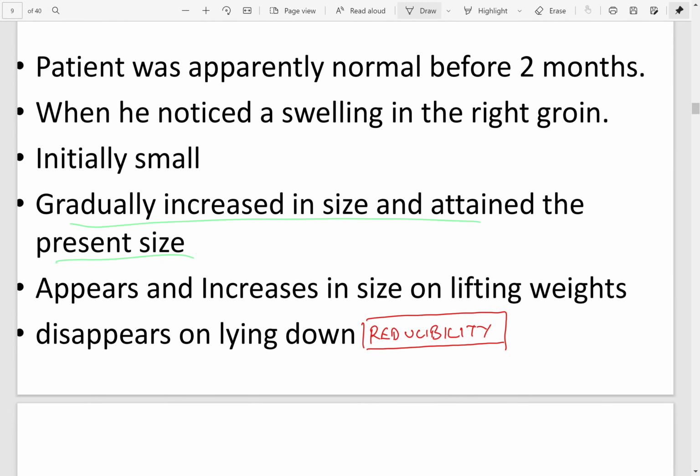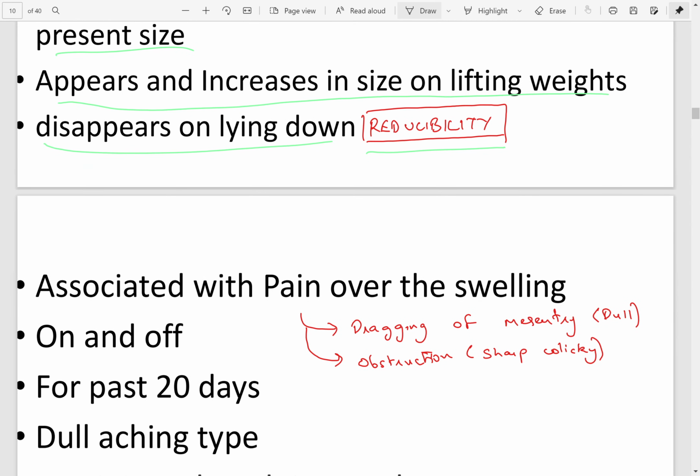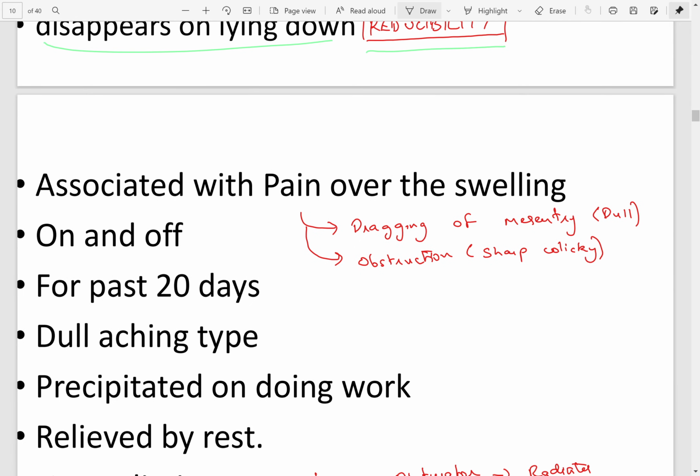And then the most important thing is it is reducible, which means it appears and increases in size on lifting weights and disappears on lying. So it's not always present. It is present only when there is strain or increased abdominal pressure, something like that. There's going to be herniation of the contents, and on resting it is going to go back inside. So that property is known as reducibility, which is very important in case of any hernia. Okay. There are hernias which can be irreducible, but those are complicated cases of hernia. A classical non-complicated case of hernia will usually be reducible.